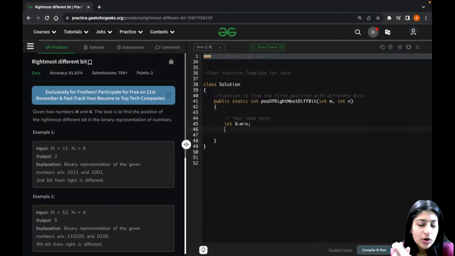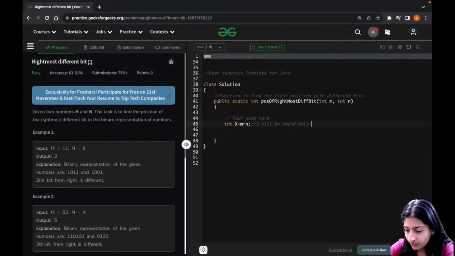The reason we are doing XOR is that wherever I have different bits, I am going to get 1 at that position, because 1 will be found only where I have different bits. So when I have a number of this type, 0 0 1 1 0 1 0, let's say this is the number in x's binary representation, then I will see that the first time I'm finding a 1 is at second position.